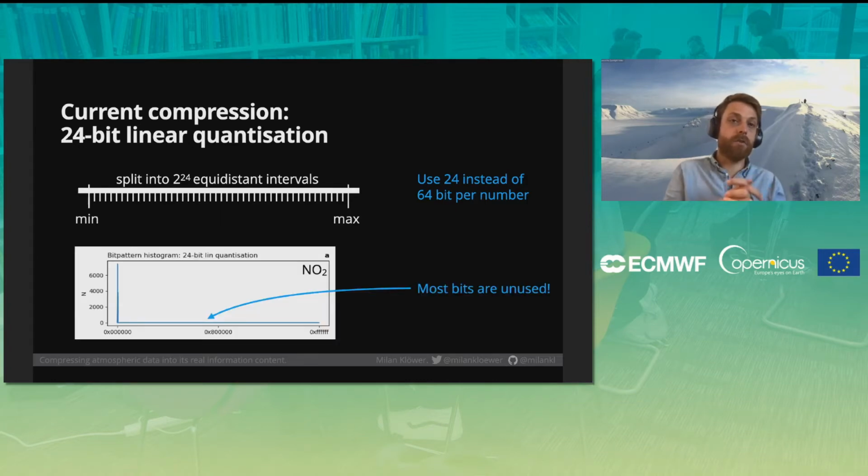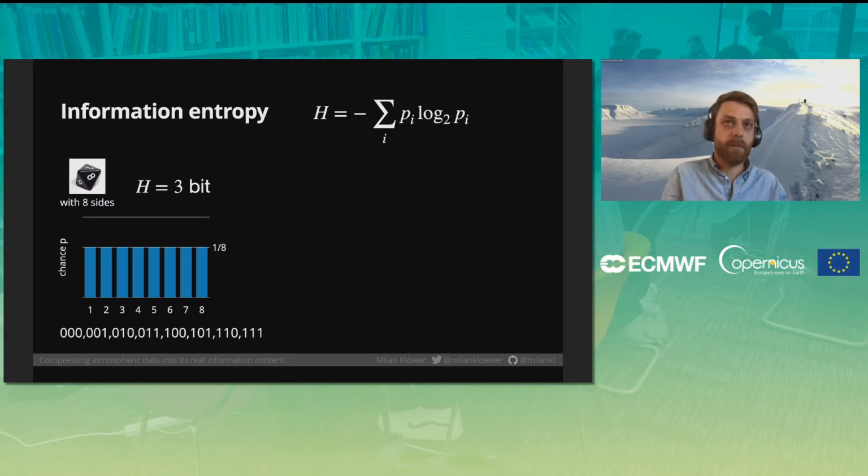In this example here, if you do that for nitrogen dioxide, it actually is not such a good idea, because the problem is that most bit patterns are at the very low end, very close to the min, which is just because of this spanning many orders of magnitude. So most bits are completely unused, and that's very unsatisfying, and it's simply because of how this data is distributed. In order to quantify this being unused, we will take a little step into information entropy, and I'll try to explain this in a very intuitive form.